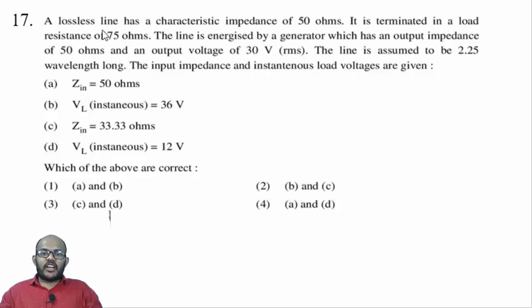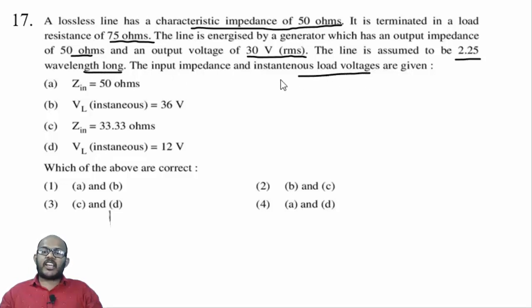Moving on to 17th question. A lossless line has a characteristic impedance of 50 ohms. It is terminated in a load resistance of 75 ohms. The line is energized by a generator which has an output impedance of 50 ohms and an output voltage of 30 volt RMS. The line is assumed to be 2.25 wavelength long. The input impedance and instantaneous load voltage are given by.